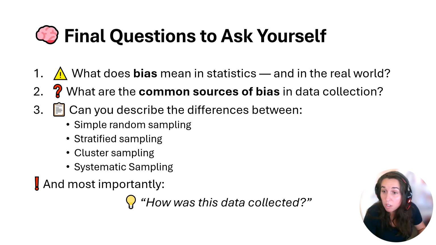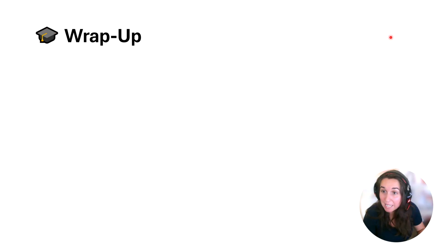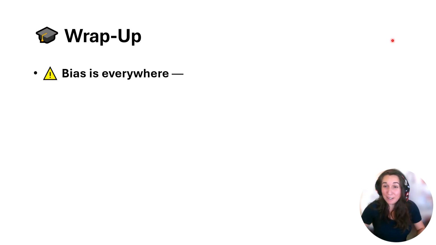Our discussion this week will kind of get at the heart of this question and ask you to consider it in regard to the data you see every day online, on social media, in the news, and among friends. You should always ask this question. So to wrap things up, bias is everywhere. But with the right tools and critical thinking, we can minimize its impact and collect more meaningful data.